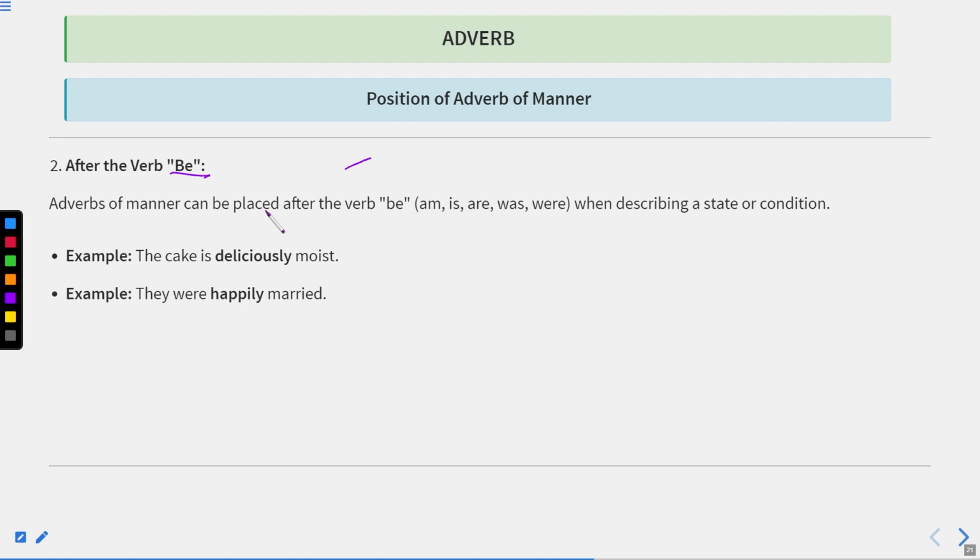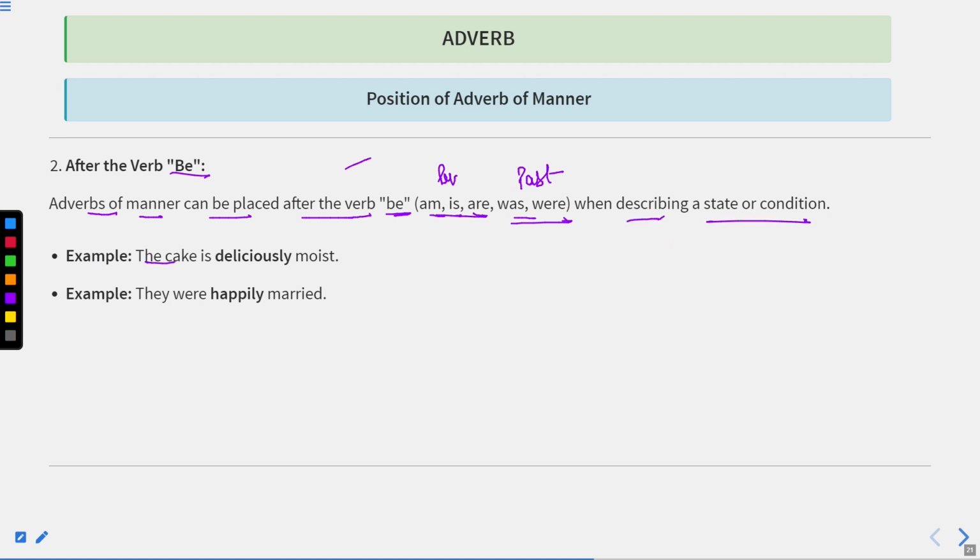So these are the forms of be, after which we should use adverbs. Adverbs of manner can be placed after the verb be, that is, am, is, are, was, were. All these are forms of be. Am, is, are are the present forms of be, whereas was and were are the past forms of be, when describing a state or condition.